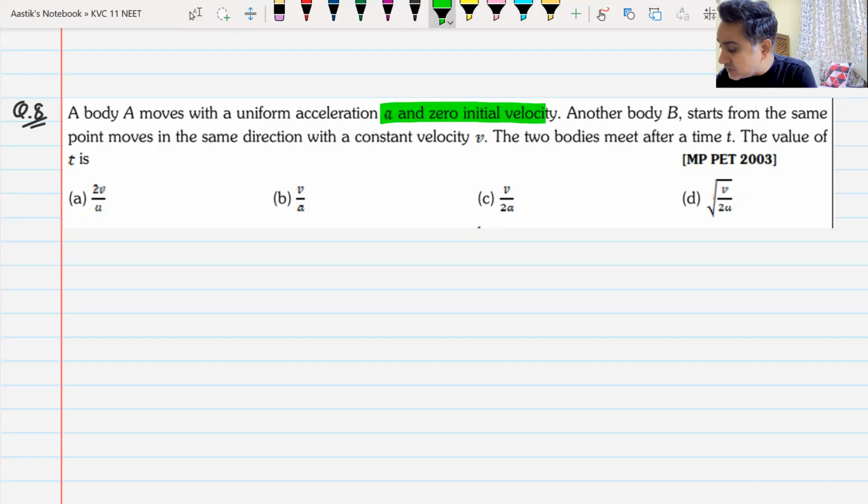A body A moves with uniform acceleration a and zero initial velocity. Another body B starts from the same point, moves in the same direction with a constant velocity V. The two bodies meet each other after time T. What is the value of that time? And you have 2 minutes to solve it.